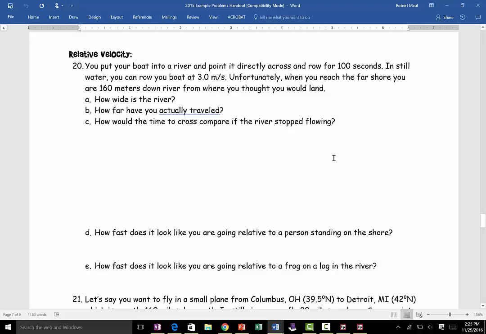Alright, so that brings us to a couple little example problems here. Relative velocity, this is in our notes handout, so if you could take that out. I think it might not be number 20 because I had the order changed, but it's going to be the last couple problems in our handout.